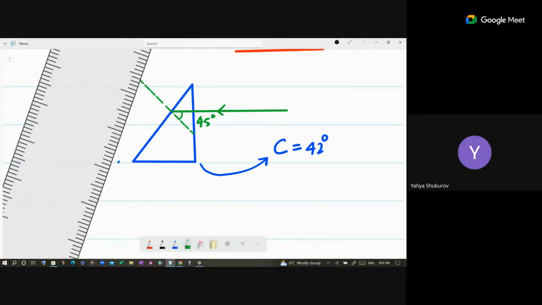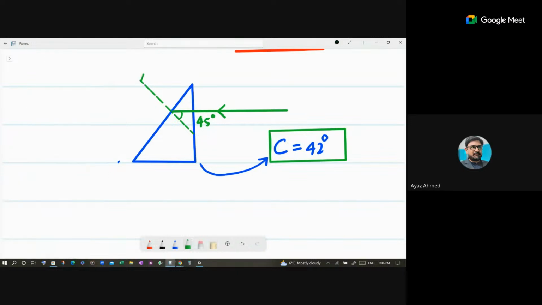Yes, sir. If the critical angle of this prism is 42 degrees, and you are going to incident a green light at an angle of 45 degrees to the normal, this is the normal. Then what do you expect? Where would the light be, what will be the expected path of light?